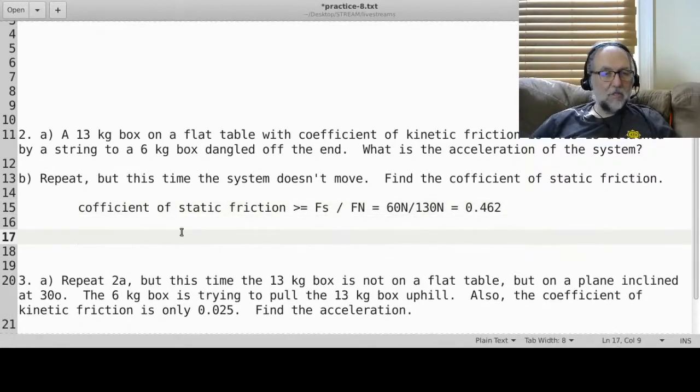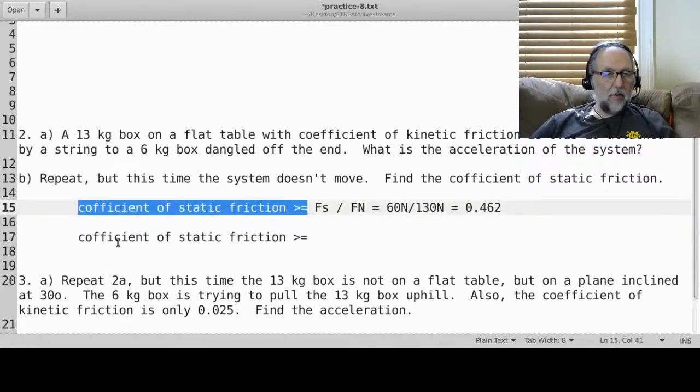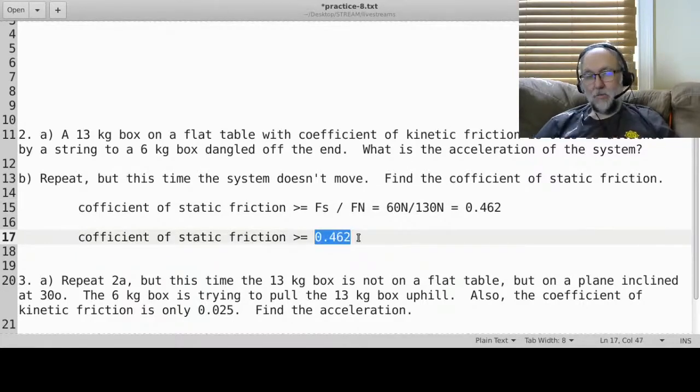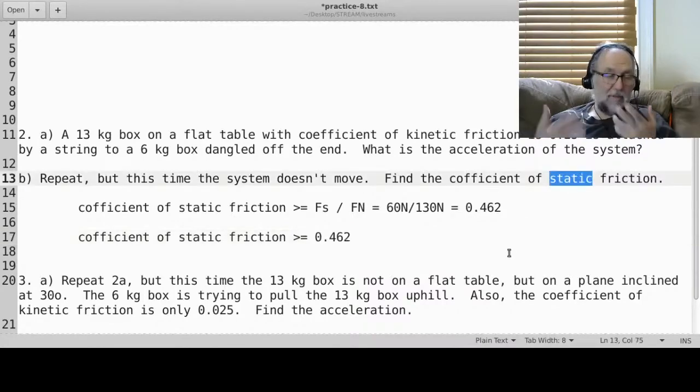So it's an inequality. Let me just rewrite it down here. I can't tell you exactly what the value is. All I can tell you is that whatever the value is, it has to be bigger than 0.462. It could be 1 and the box wouldn't move. It could be 2 and it wouldn't move. It could be 10, 1,000, whatever. As long as it's bigger than this number, it won't move. If it were less than this number, then you wouldn't have static friction, and what would happen is it would start to move. All right, so that's part B.